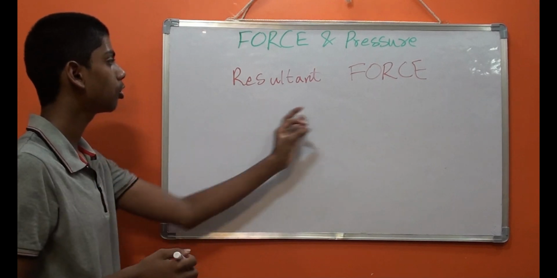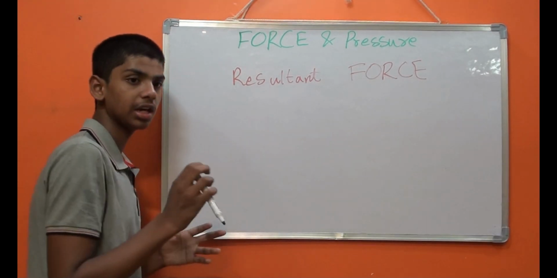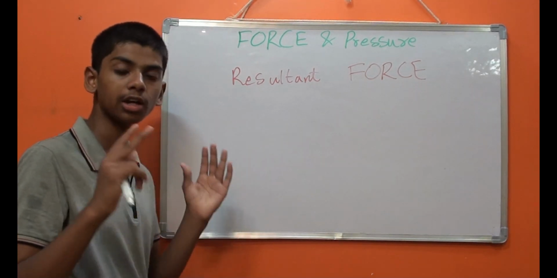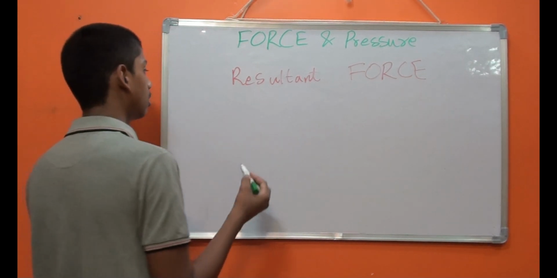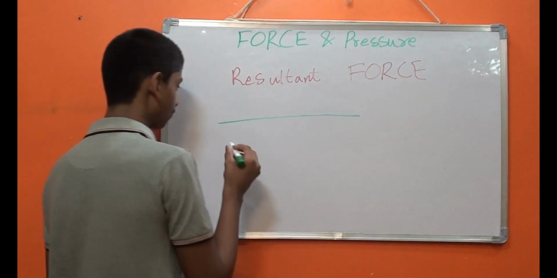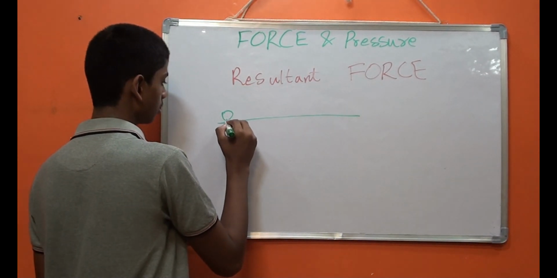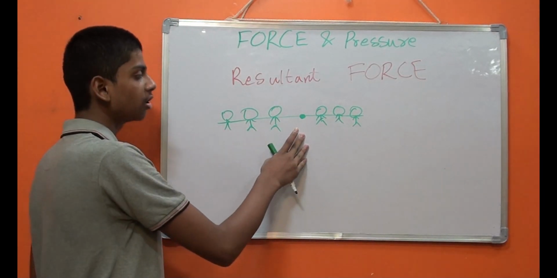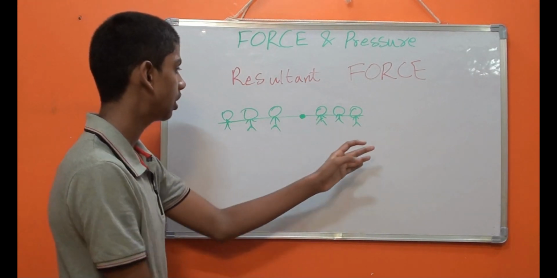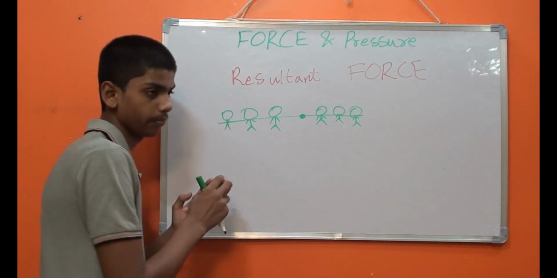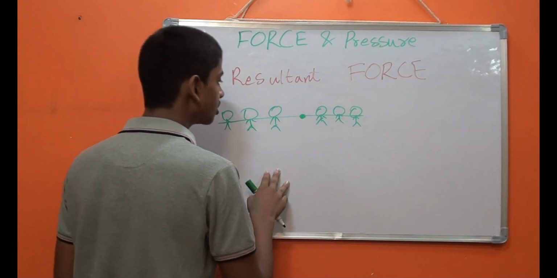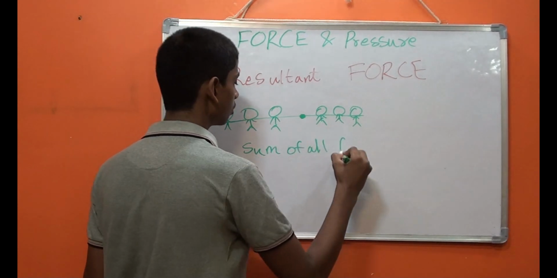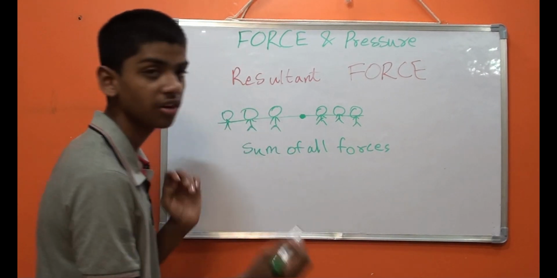Friends, now let's learn about resultant force. In many areas, you may see that many forces act on a body at once, like when you play the game of tug of war. Here there are some players. From this side, there is some force applied on the rope, and from this side, there is also some force applied on the rope. Resultant force means the sum of all the forces. The sum of all forces is called resultant force.